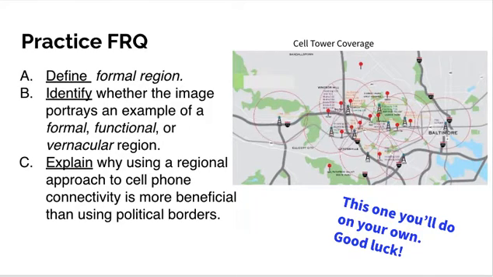So part A says define formal region. And so you would write a definition and you would want it to be a full sentence, okay? And you want it to be a complete sentence. You could start off, a formal region is defined as blah, blah, blah. B, identify whether the image portrays an example of a formal, functional, or vernacular region.